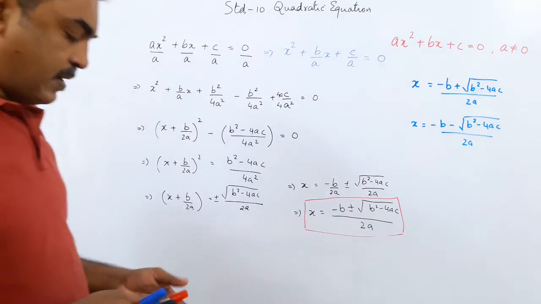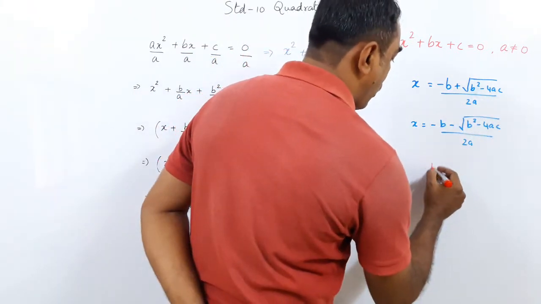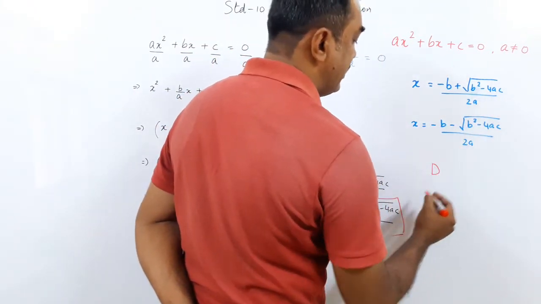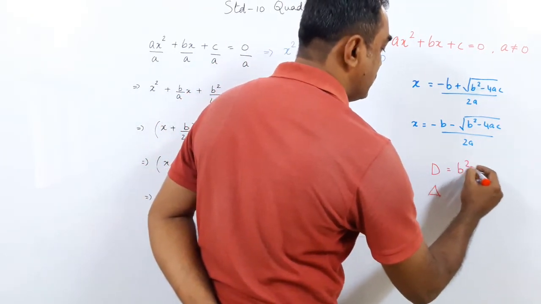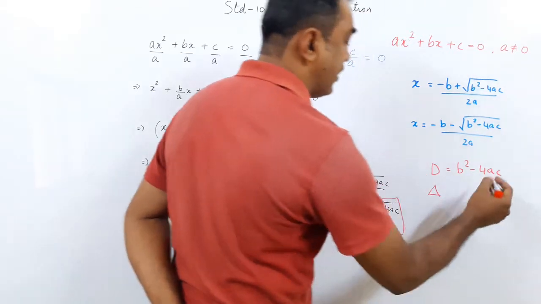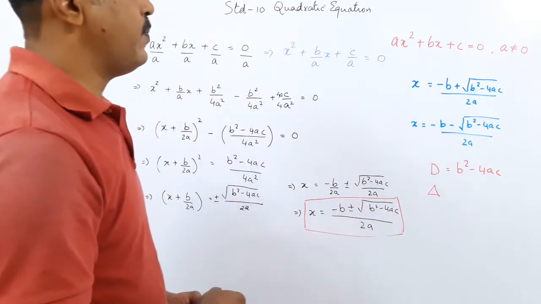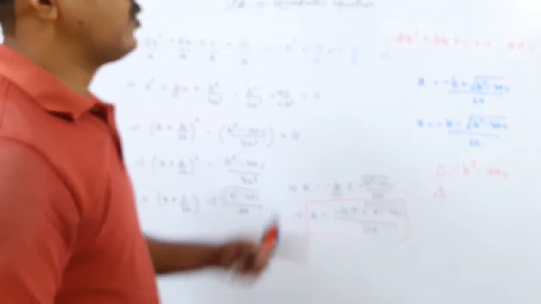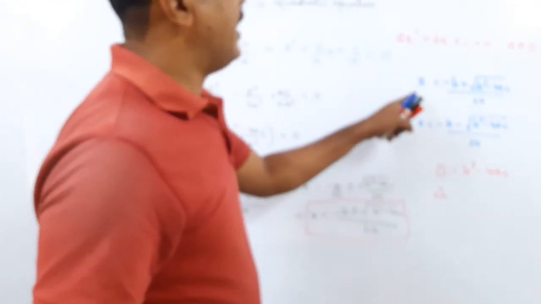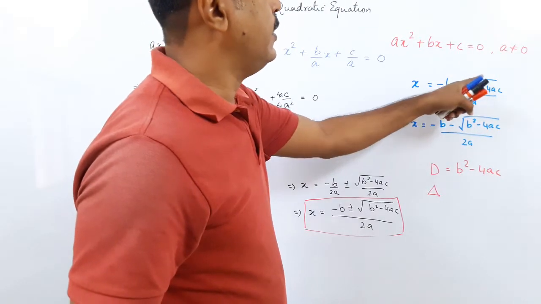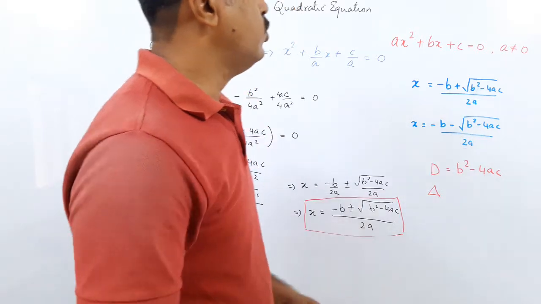Now if you remember, last time I told you b square minus 4ac, I will call it the discriminant D. In some books it is given as D, some books give it like a triangle, the delta. D is equal to b square minus 4ac, or this delta is equal to b square minus 4ac. This is called the discriminant. Now D is this, so you can put it in the formula. So what you get? x equal to minus b plus under root D upon 2a, or x equal to minus b minus under root D by 2a.